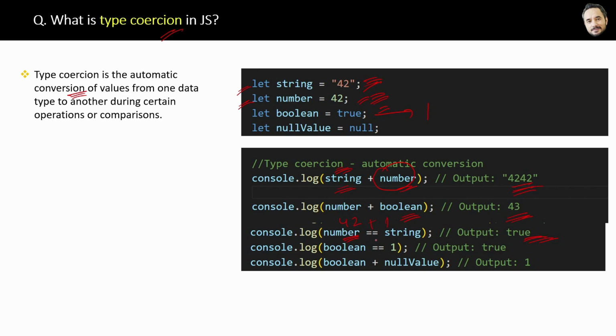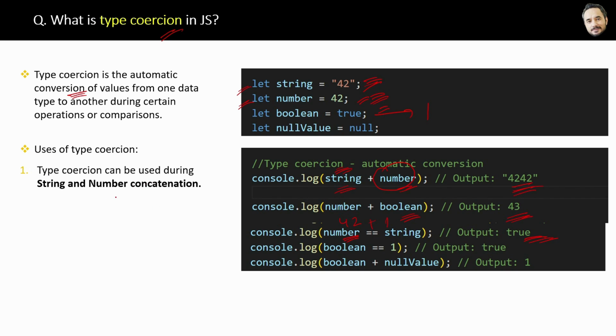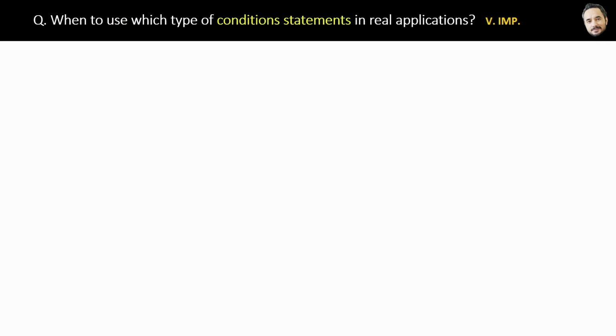Now the question is, what are the uses of type coercion in real applications? First use is type coercion can be used during string and number concatenation. Second is type coercion can be used while using comparison operators. That's it.